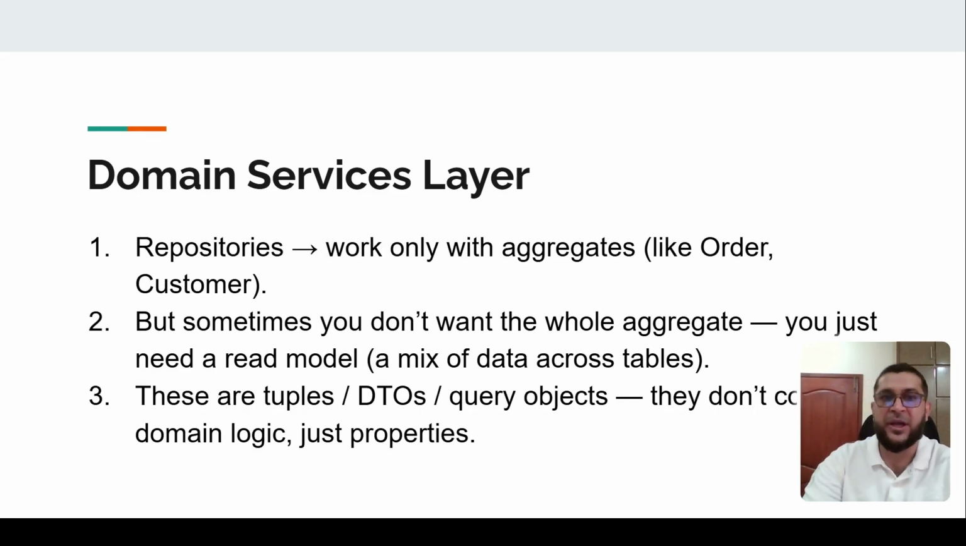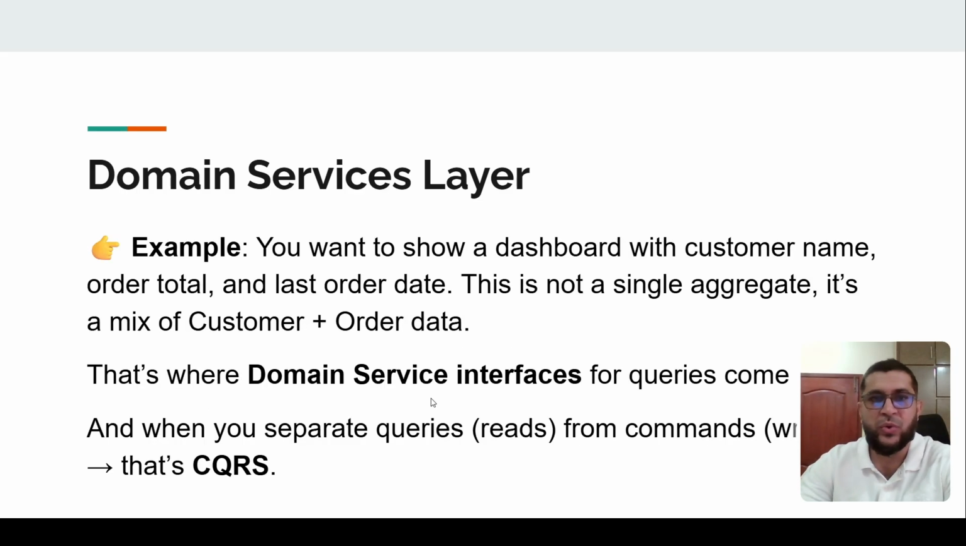The domain service layer has repositories that work only with aggregates like order and customer, but sometimes you do not want the whole aggregate. You just need a read model, like getting data from a database. For example, if you want to show a dashboard with customer name, total orders, and last order date.